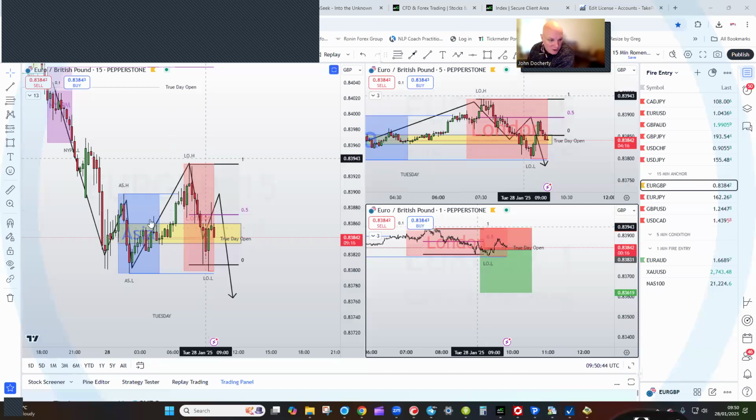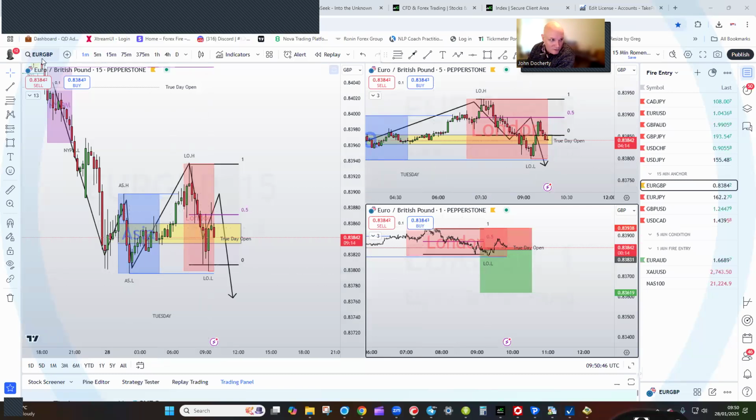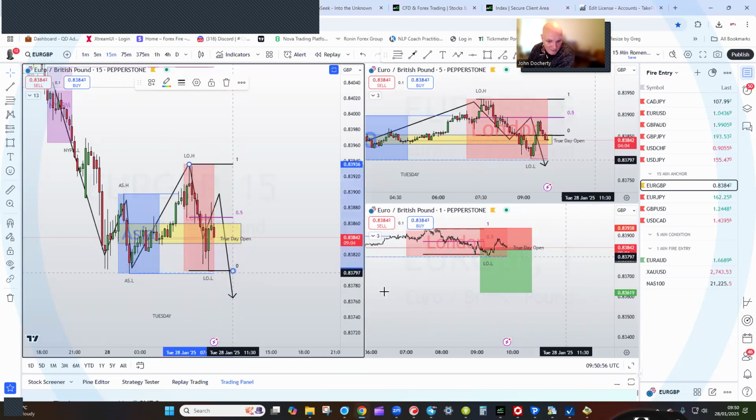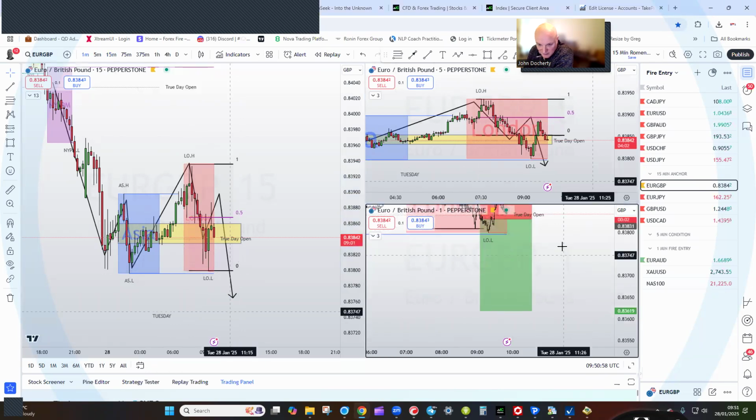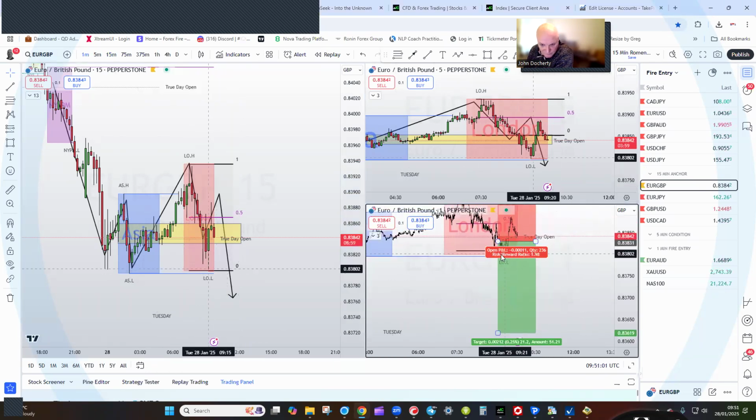I'm just going to take a little look at some of the stuff. So let's wait for this to open up. Right, so we've got the Euro GBP. We did sweep out of the Asian high. We've come down. We've come back in. Again.